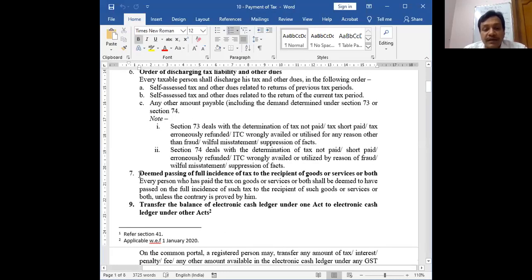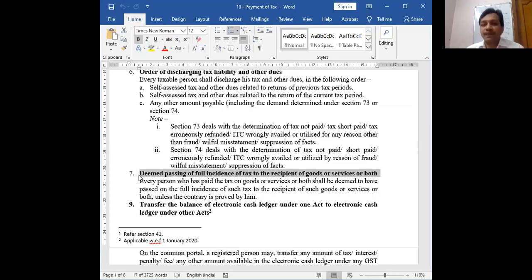Next point: deemed passing of full incidence of tax to the recipient of goods or services or both. By default, it is assumed that, if I am the supplier and I have purchased a laptop of 50,000 rupees by paying 10% tax, so I purchased a laptop of 50,000, add 10%, 5,000 GST, so the total value in my hand is 55,000. Now I sold this laptop at 80,000 rupees to Mr. X.